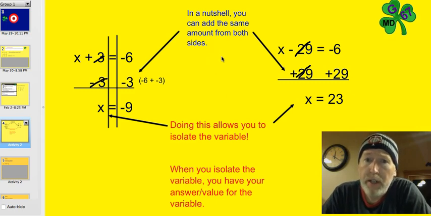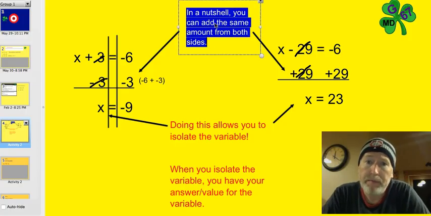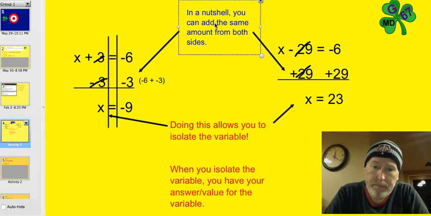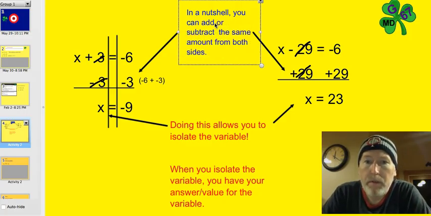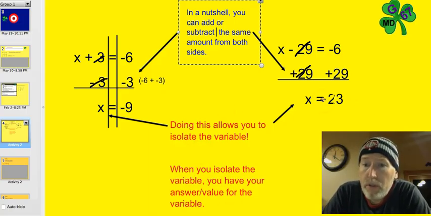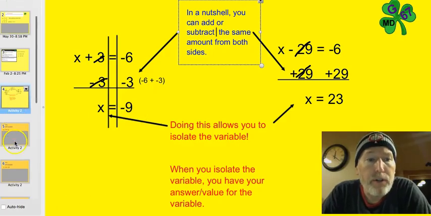In a nutshell, you can add the same amount to both sides, or you can subtract the same amount to both sides. Doesn't matter. Add or subtract. And I'll add that in here. What you're doing is, it allows you to isolate the variable. And when you isolate the variable, you end up with your answer right over here. Okay? All right, time for you to try a couple.